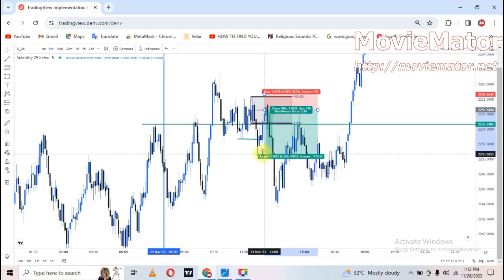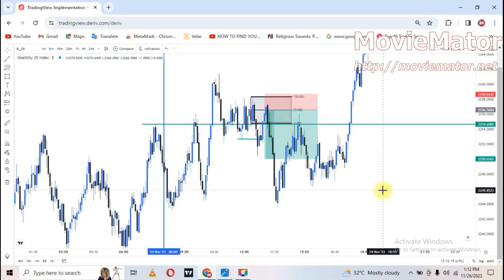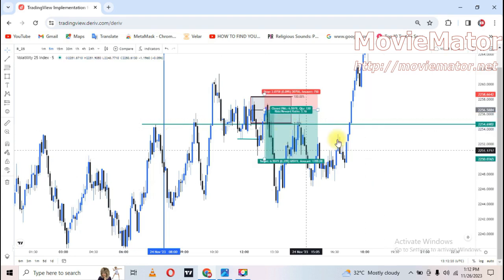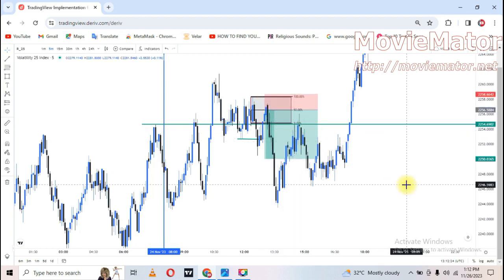So I'll target 1:2. Okay, so this is 3.16, right? So you make 3 times the capital you invested in this trade and you are good to go.